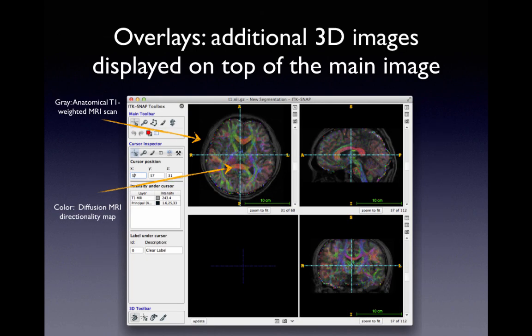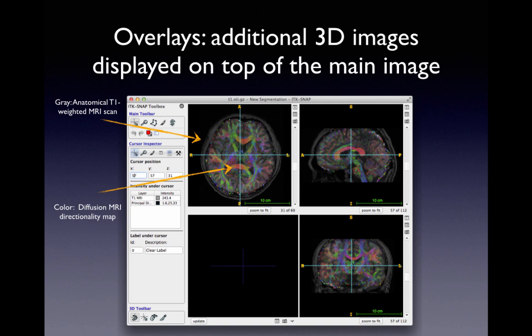So in addition to displaying images and segmentations, ITK-SNAP also allows you to display additional images as overlays on top of what we call the main image. So an example here is a T1 weighted MRI scan, which is shown in grayscale, and overlaid on top is a color map derived from a diffusion MRI scan. And this color map, in this case, represents the principal direction of white matter fibers extracted from this diffusion scan. So, this is good for visualization, but might even be useful for segmentation work.